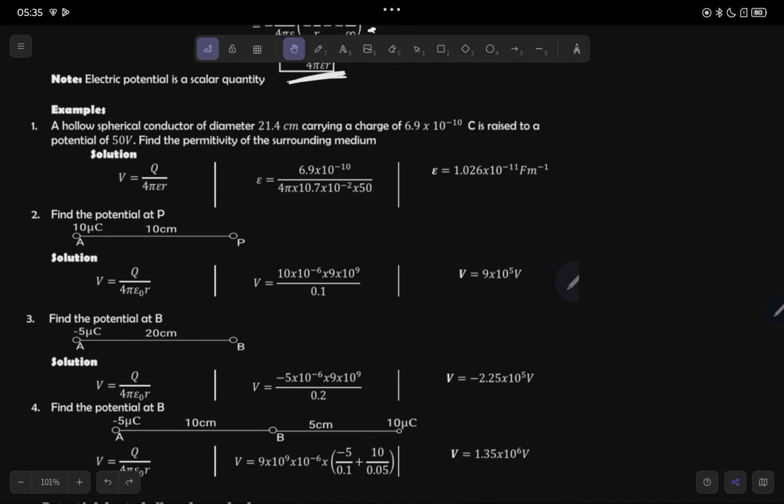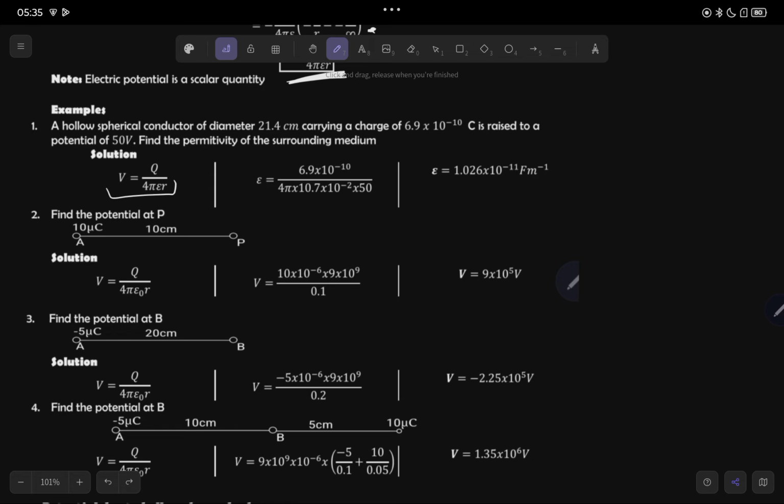Example number 1. A hollow conductor of diameter 21.4 centimeters carries a charge of 6.9 times 10 to the negative 10 coulombs and is raised to a potential of 50 volts. Find the permittivity of the surrounding area. From electric potential V equals Q over 4 pi epsilon R. We now want permittivity epsilon, and if we make it the subject, it becomes Q over 4 pi V R.